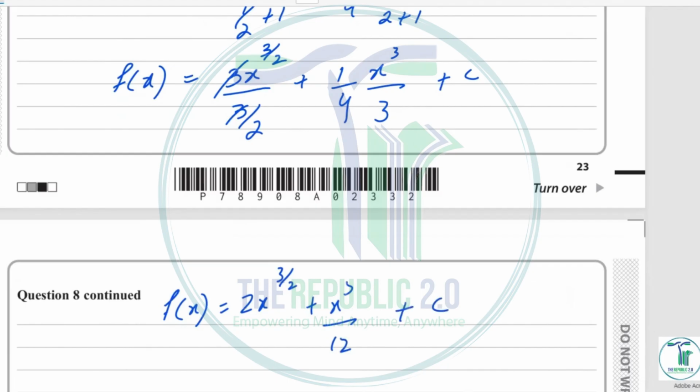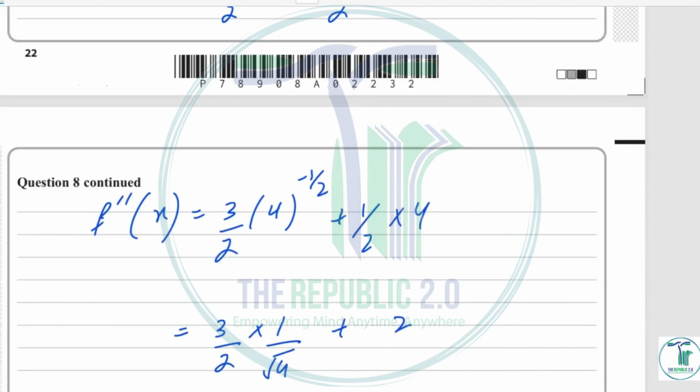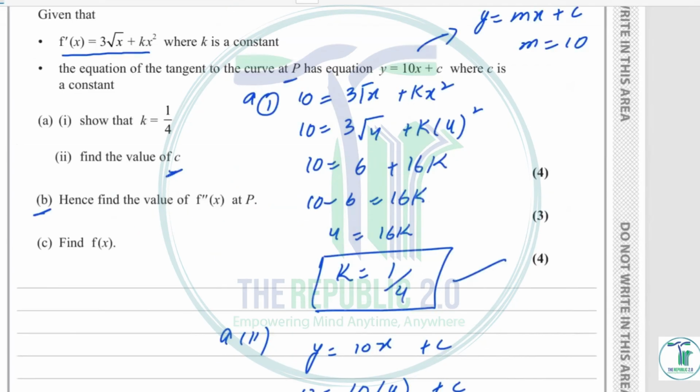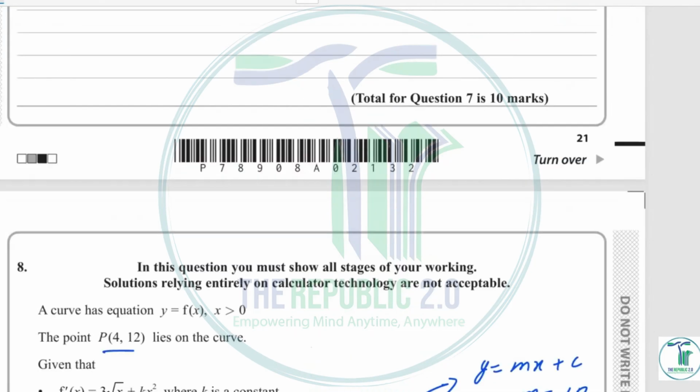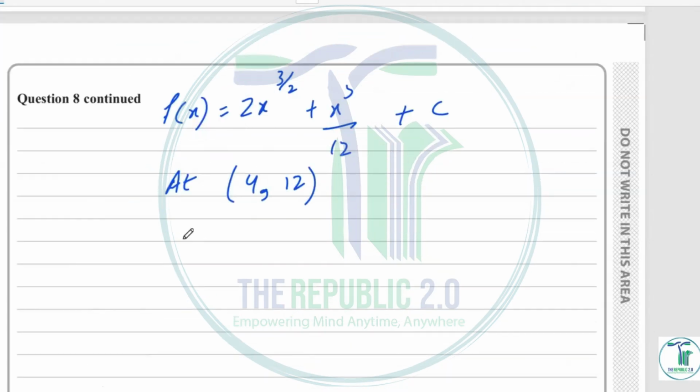So the thing is that now we do not have c, so we need to find out c first. At the point, the point was 4, and if I'm not wrong, the other coordinate was 12, right? So I'm just going to plug that point in. In place of f of x, I'm going to write 12, equals 2 times 4 to the power of 3 by 2 plus 4 cubed divided by 12 plus c.